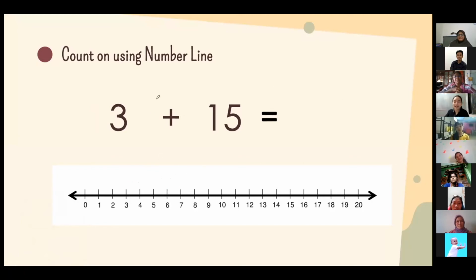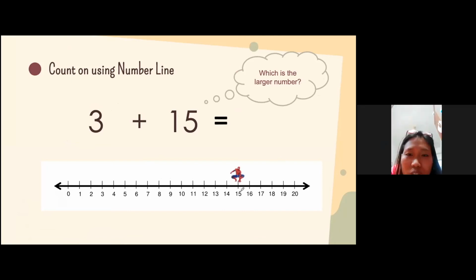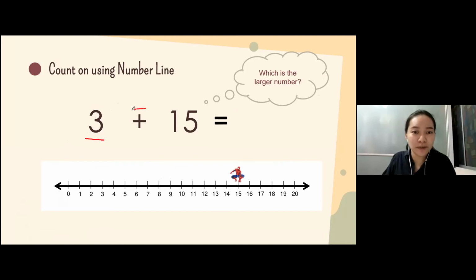So ask the kid, which is the larger number. Remember, the heroes only land on the big number. So we will start from 15. And then how many steps are we moving forward? Remember, this is plus. We are moving to the bigger number. How many? 3 steps. Let's go. 1, 2, 3. So we get 18.